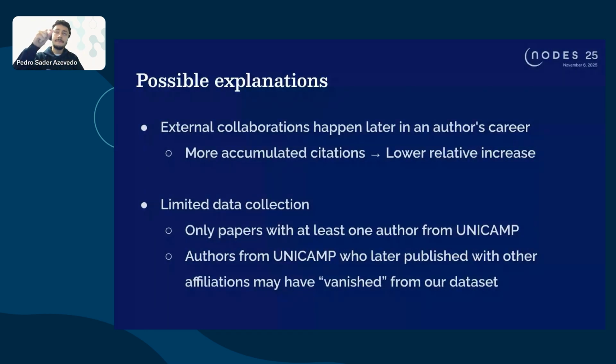So when we normalized the data and started considering only a relative change in the number of citations, that may have been bad for authors who already had a lot of citations. For example, if authors had 2,000 citations, it's really hard to double or triple your citations with just one publication. We also believe that we should probably have taken data from papers that were published with authors that are not from UNICAMP, because authors who had their first external collaboration also have a chance of later publishing in affiliation with other institutions. Since we were only considering papers that had at least one author from UNICAMP, these authors likely vanished from our database and we couldn't collect their total number of citations.